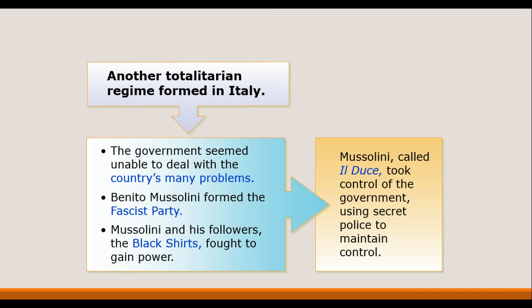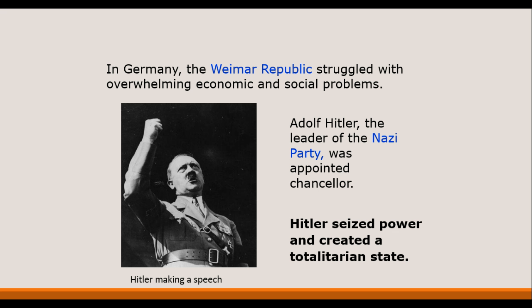Italy is going to be much the same. You have a government that was unable to deal with the country's problems. You have Benito Mussolini forming this fascist party, and then having these Blackshirts, his followers, fight and help him get to power. Il Duce, the Duke, took control of the government using secret police to maintain control. The Blackshirts became popular for two things. One, they maintained order and they helped the poor. And then as Mussolini started getting more and more power, they became very famous for making sure that you agreed with Mussolini and voted for him, if you guys get my drift.